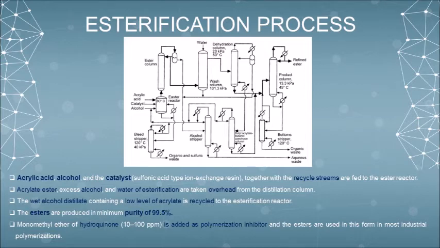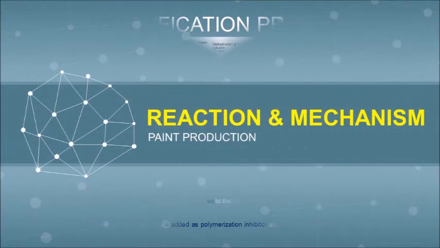The monomethyl ether of hydroquinone is added as a polymerization inhibitor, and the esters are used in this form. It's usually used in most industrial polymerization. Next is about reaction and mechanism.